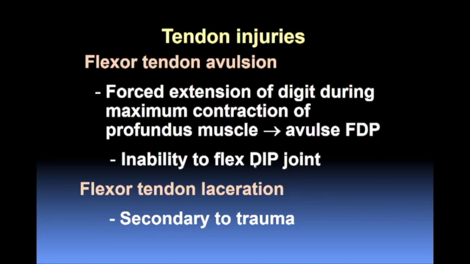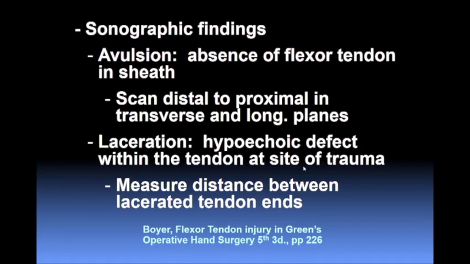The other thing we see probably more of is flexor tendon lacerations, whatever you're doing with a knife or some kind of equipment in your job. We see this fairly commonly. With avulsion, the tendon is no longer in the sheath, and I usually like to start distal at the tip of the finger and then just scan proximally in longitudinal and transverse planes. And usually you can find it, how far it's retracted, and that's very helpful to the hand surgeon before they go in to know what they're dealing with.